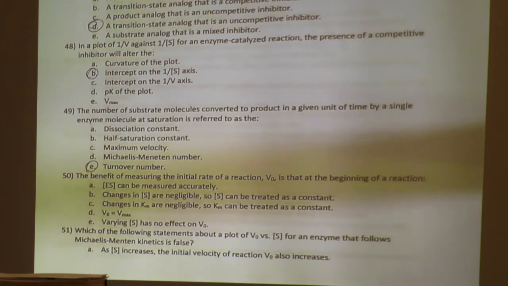You're just guessing. You're out? Okay. Let's see. It would be B. Changes in your concentration of substrate are negligible, so your concentration of substrate can be treated as a constant at the beginning of the reaction. Does everybody understand that? Okay.